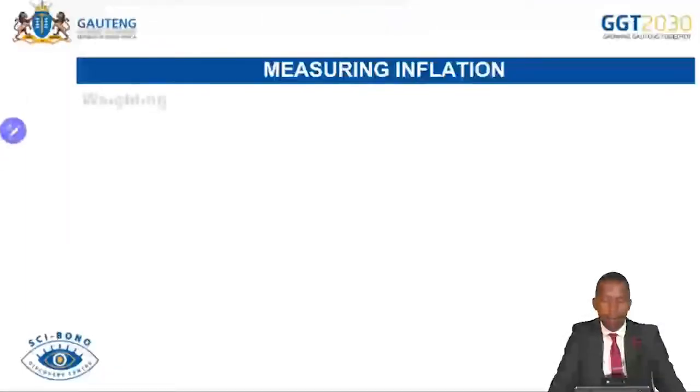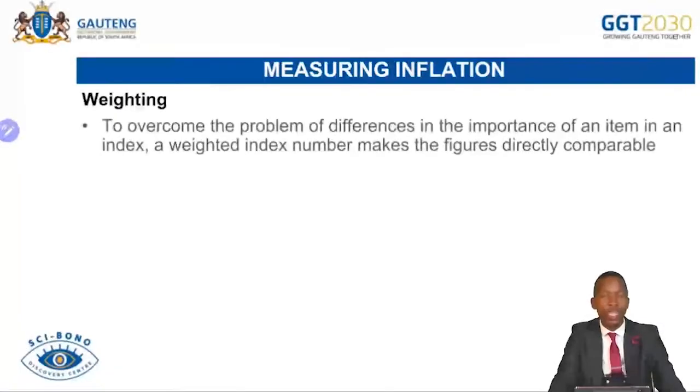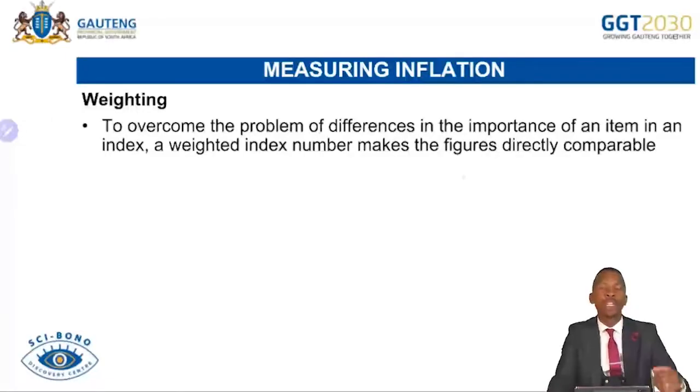And then we continue with measuring inflation. Then we talk about weighting. To overcome the problem of differences in the importance of an item in an index, a weighted index number makes a figure directly comparable. So if you weight, it tends to be very easy to compare prices from one year to another, from one month to another, from one quarter to another.